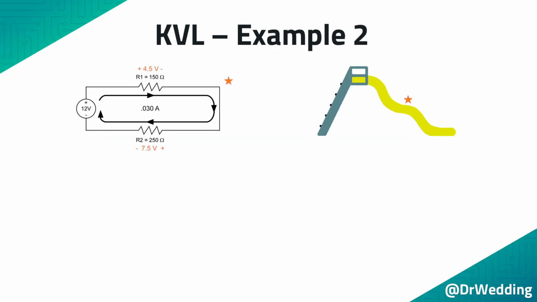In example 2, we will start between the two resistors and go counterclockwise. This is similar to starting in the middle of the slide. As we move across the top of the schematic from right to left, we encounter 4.5 volts across R1. Because we entered on the side with the minus sign, the voltage is recorded as negative 4.5 volts.